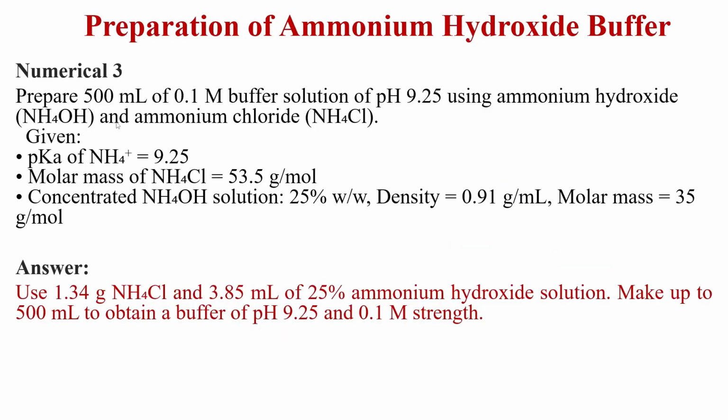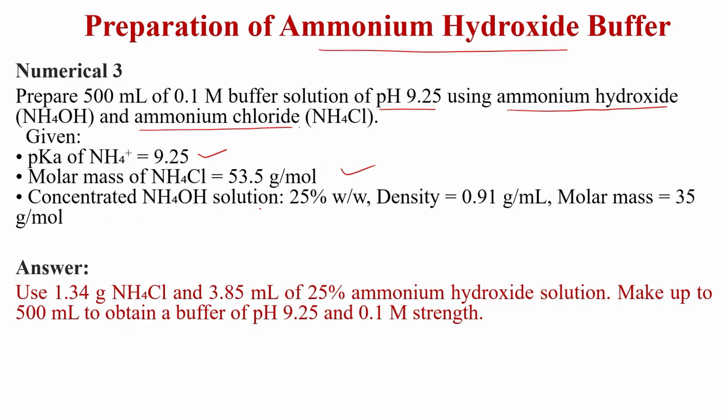Okay, now let us do another numerical. This time we will prepare a basic buffer, which is ammonium hydroxide buffer. The numerical is: prepare 500 ml of 0.1 molar buffer solution of pH 9.25 using ammonium hydroxide and ammonium chloride. Here pK of ammonium chloride is given as 9.25, and molar mass of ammonium chloride is given as 53.5 gram per mole.